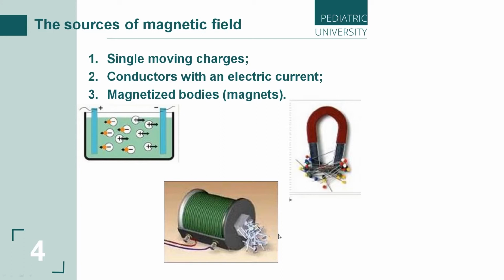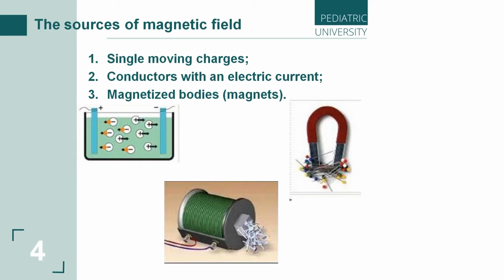I know that you use it every day at home, at classes and in other departments. For example, your telephone can't work without electricity and you must charge your telephone every day, maybe more, maybe less. Your computers, your devices in the kitchen and other devices. So we can say that conductors with an electric current can be sources of magnetic field.